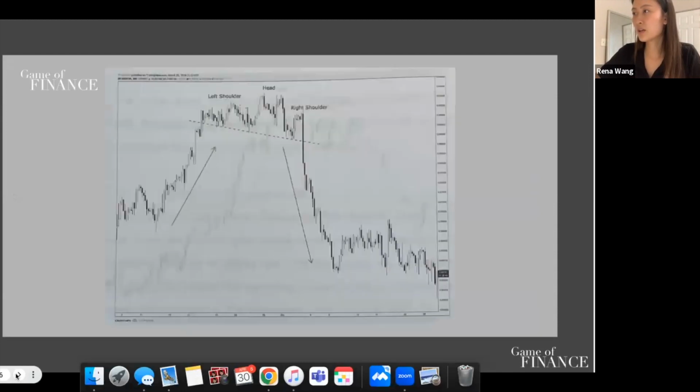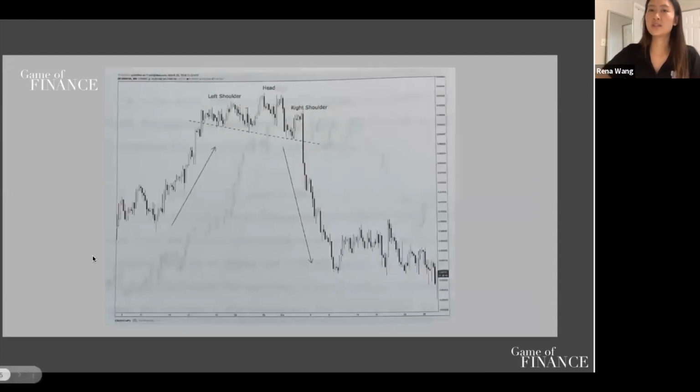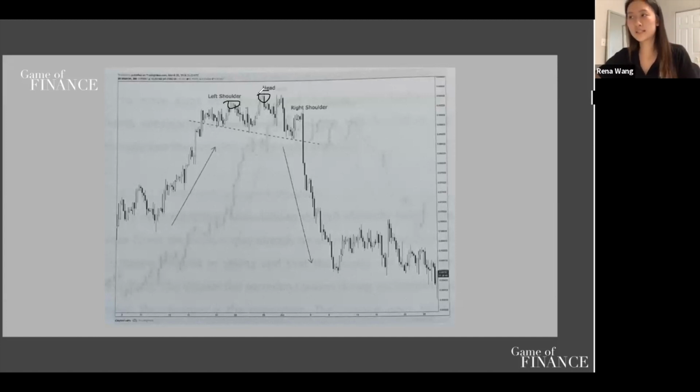Okay, so this image shows that the distance between the peak of the left shoulder and the head is relatively small, right? And this indicates that the majority of the buyers have already moved away from the market and the price can no longer rise easily. Do you guys understand that? So the left shoulder and the head are a very, very similar distance. That means the buyers are just already gone, right? They're not even trying to keep pushing it.